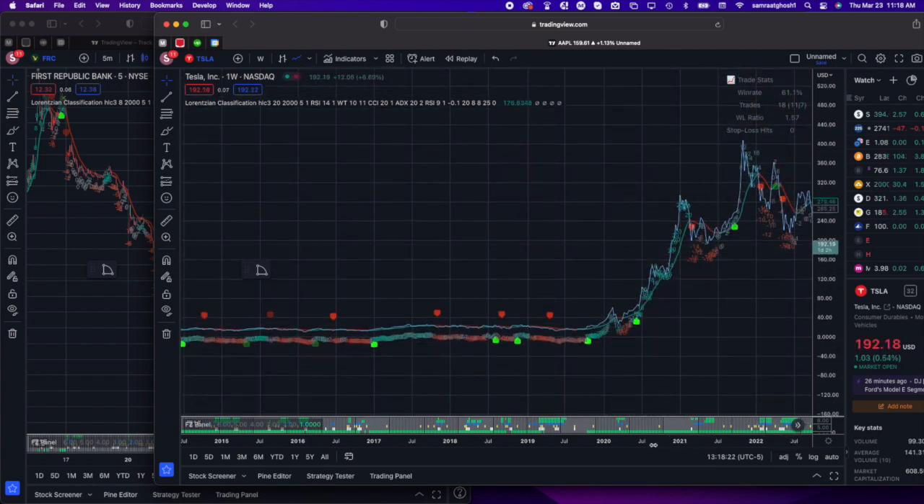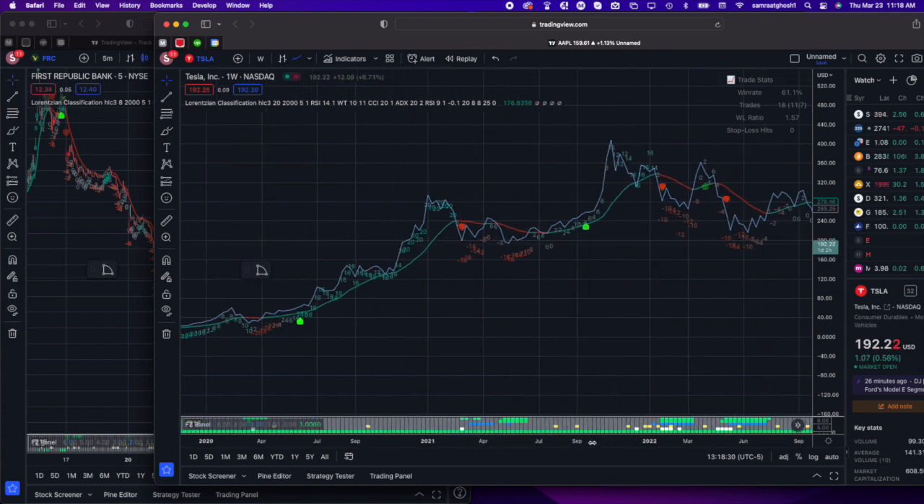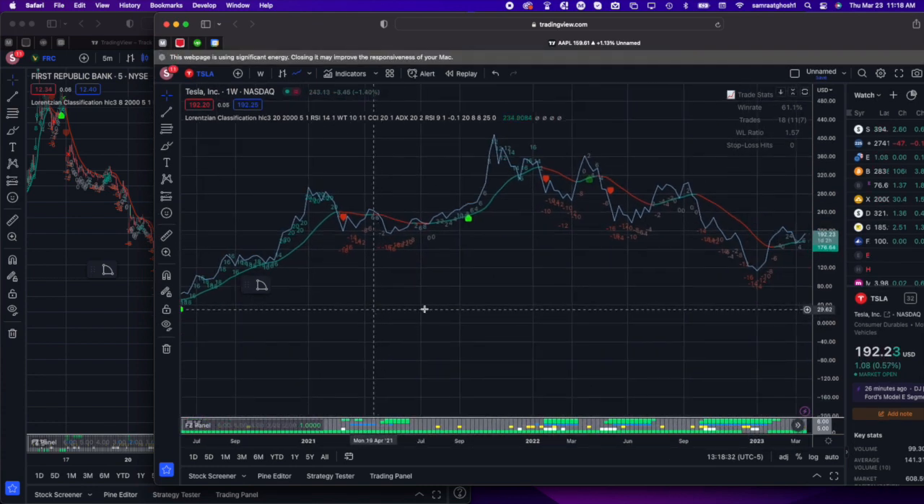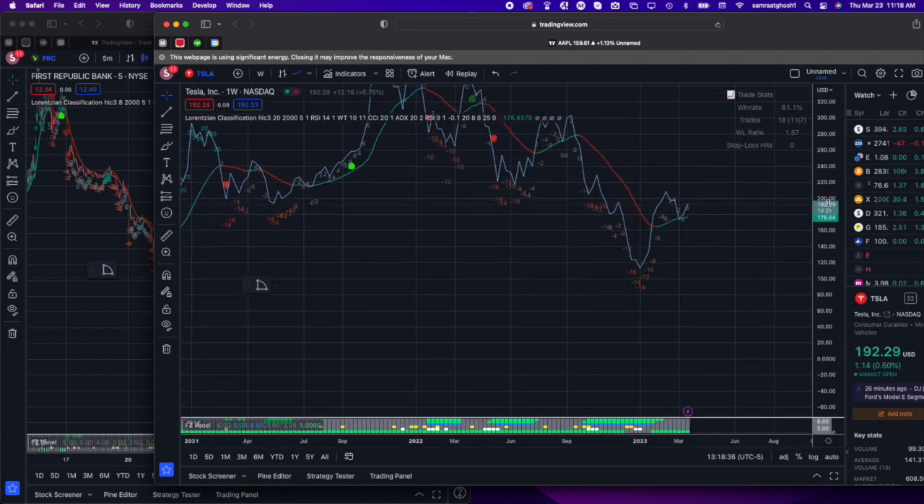But even on the 1 week, it'll go back many years. So you can see it goes back all the way even back to 2015 and all the way to 2002 even. But Tesla hasn't been out that long, but it can go back a lot further. 61.1% on the 1 week.